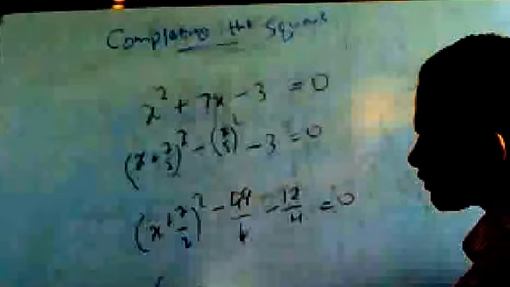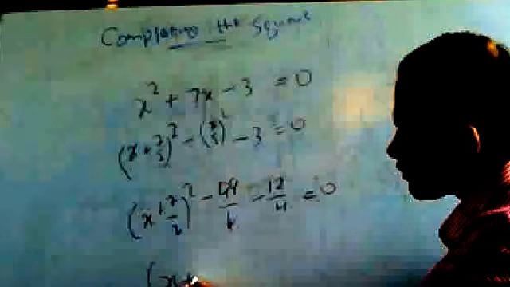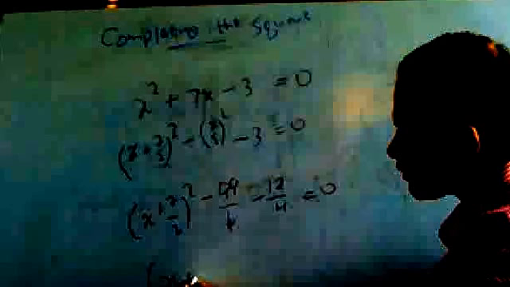Okay? So now if I just simplify, it becomes (x plus 7 over 2) squared minus 49 minus 12, which is minus 61 over 4, equal to 0. So let me just finish off here. If I take this minus 61 to the other side, it'd be (x plus 7 over 2) squared equals 61 over 4.